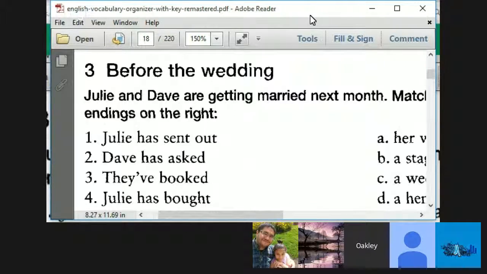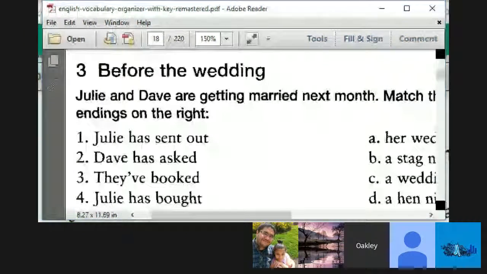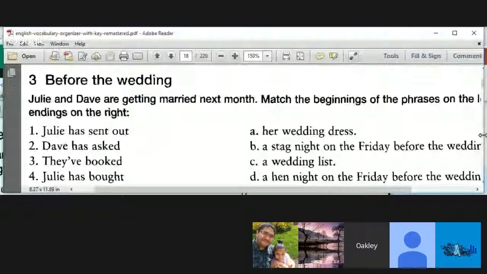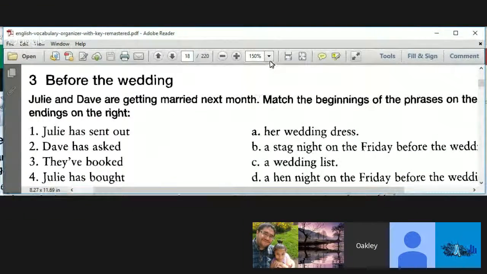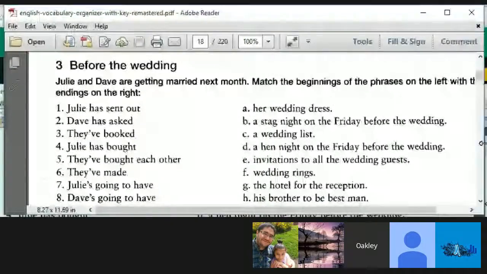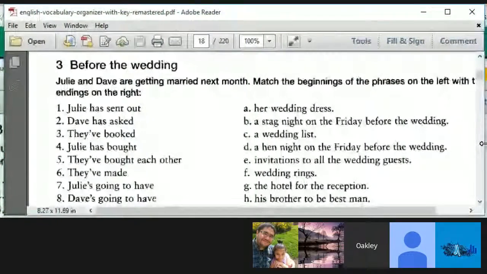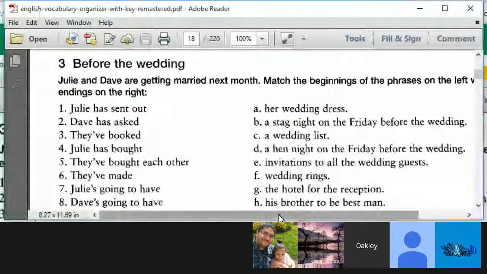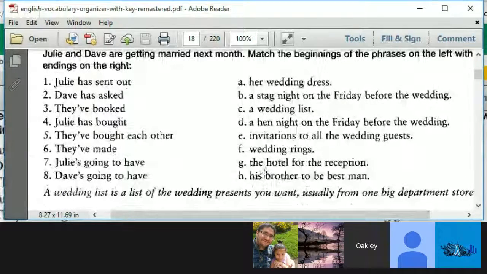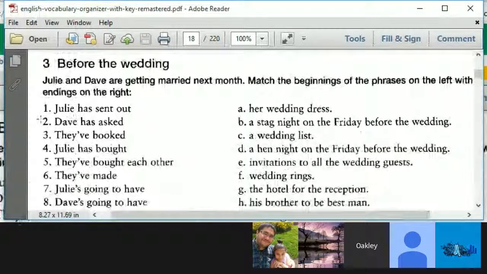Here we go. Julie and David are getting married next month, so a little mix and match here. Ooh, wow, a long one. Let me fix this here. It's just a little easier to look at. Okay, a little mix and match. Match the beginnings of the phrases with the endings of the phrases on the right. All right, let's give it our best shot.